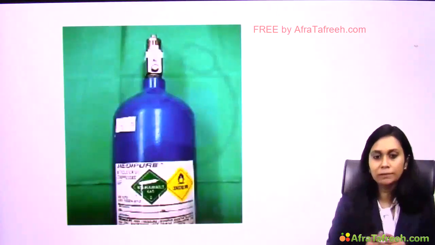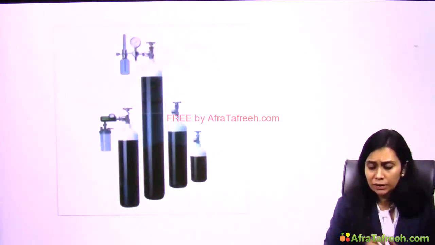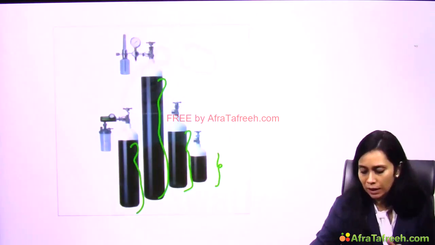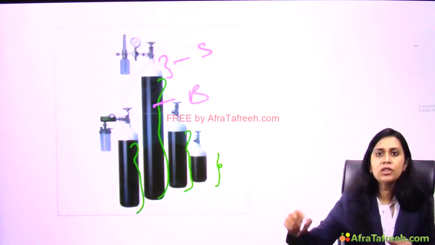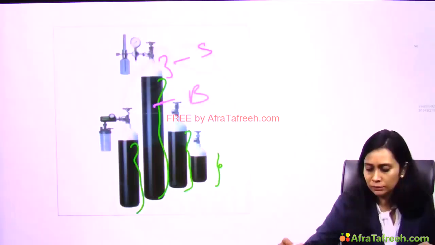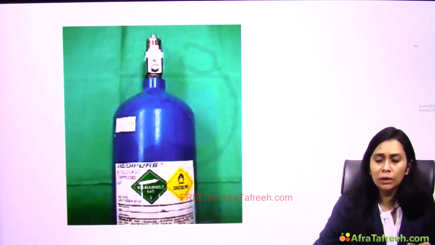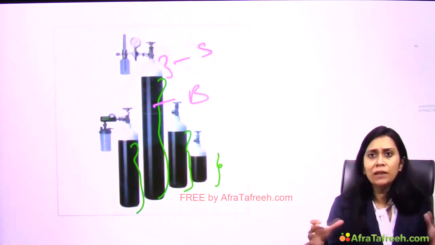Before the first point of nitrous oxide, see this picture. This is a cylinder of nitrous oxide, and this is a cylinder of oxygen. This portion is called body, and this is called shoulder. Now, the body and shoulder of the oxygen cylinder are painted different colors, but for nitrous oxide it's the same blue color. So the whole cylinder of nitrous oxide is blue. Oxygen has a black body and white shoulder. Air has some other color. So different gases have different color cylinders.